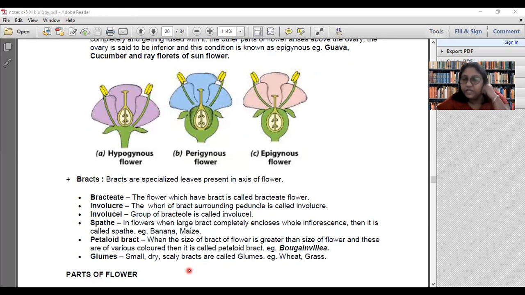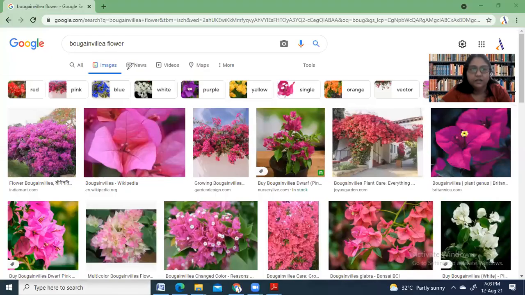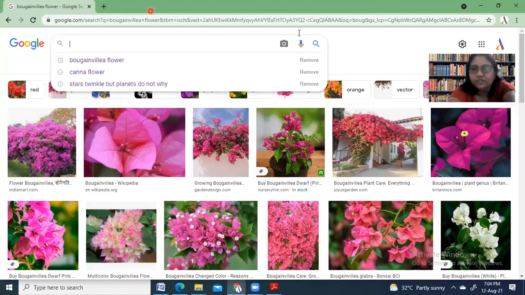Okay, now blooms. In case of wheat or grass, there are scaly bracts. I wish to show you. Actually, this chapter can be taught best if we are sitting in a garden and I'm showing you each and every flower. So online is not giving me this opportunity, but we will not stop. So we will use Google Baba.